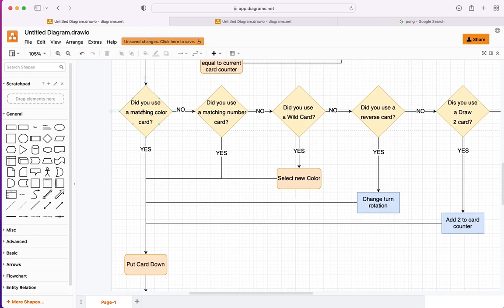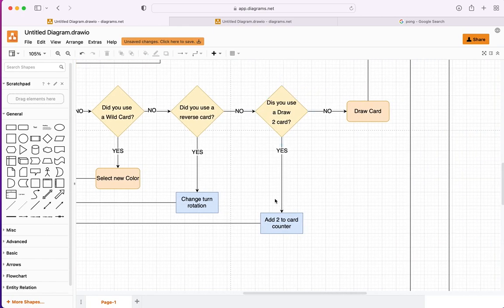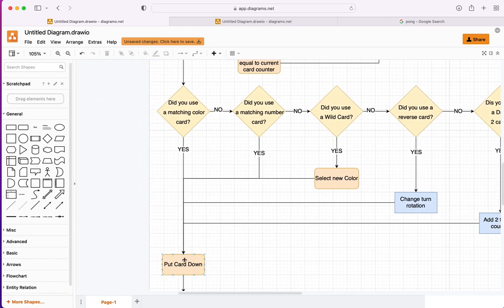Did you use a matching card color? If yes, put it down. Did you use a matching number? If yes, put it down. Did you use a wild card? If yes, select a new color, put it down. Did you use a reverse card? If yes, rotate it and then put the card down. Did you use a draw 2 card? Yes, then add to the card counter, put it down.